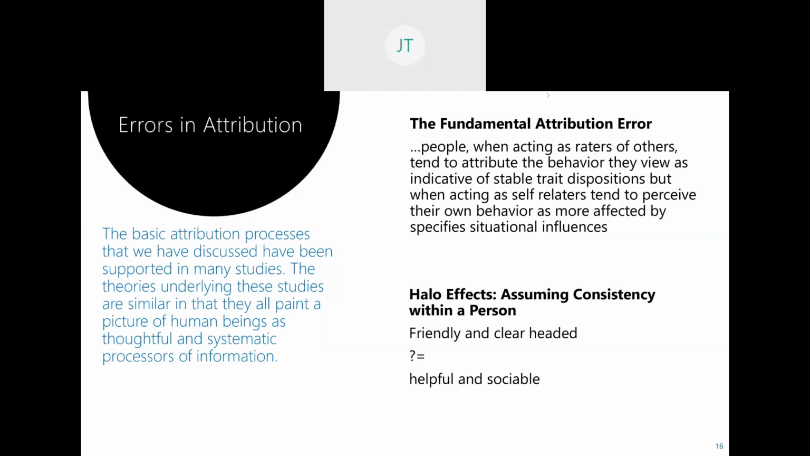Yeah, so that is one of the fundamental attribution errors, and the halo effect, right? Assuming consistency in a person. So friendly and clear-headed: I know a person is friendly, he's clear-headed, which means he must be helpful and sociable. Not necessarily, right? I mean, he plays the role of Ram, doesn't mean he should not have a cigarette, right?